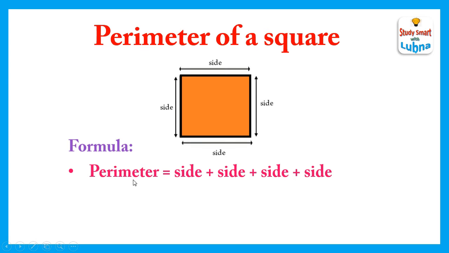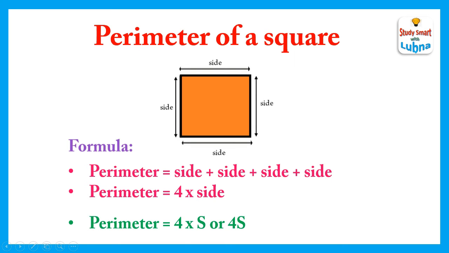As we know that in a square all the four sides are equal in length, so we will add all the four sides of the square, or we can use this formula: perimeter is equal to 4 multiplied by side. Two formulas we can use here. We can find the perimeter of a square by adding all the four sides, or we can also find the perimeter of a square by multiplying its side by 4. So perimeter is equal to 4 multiplied by side, or 4s.